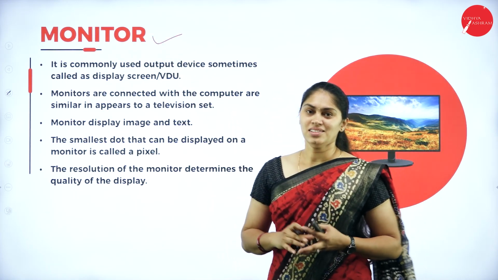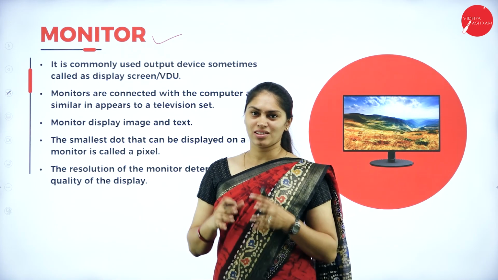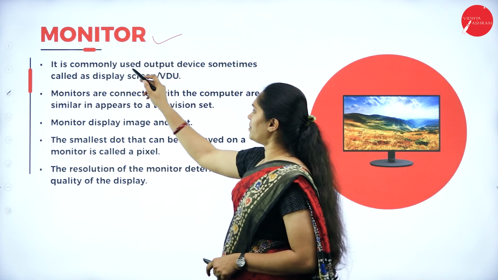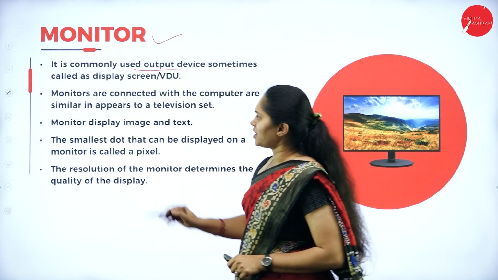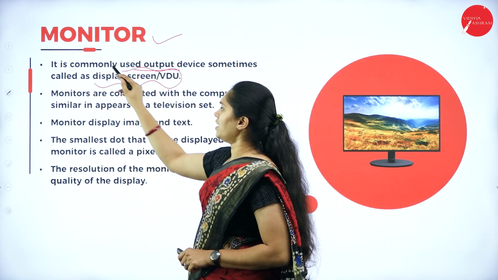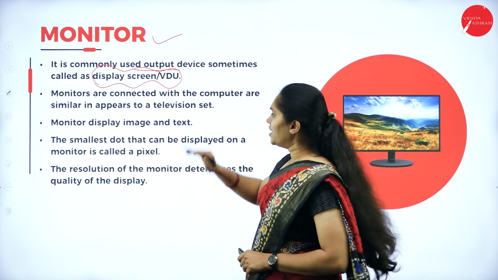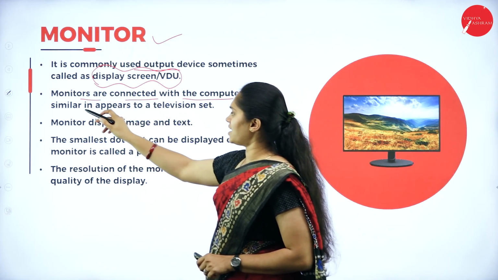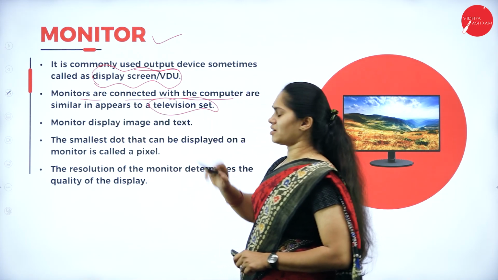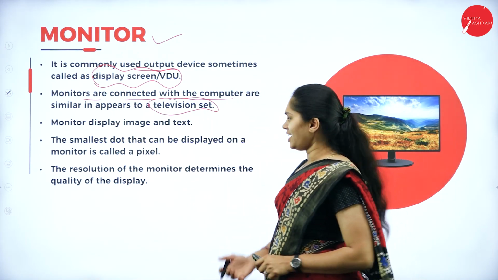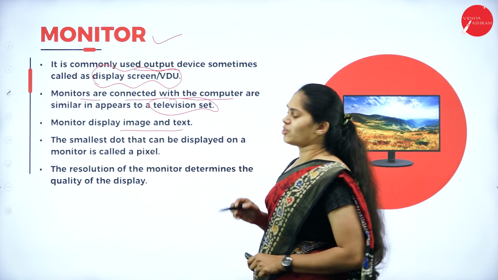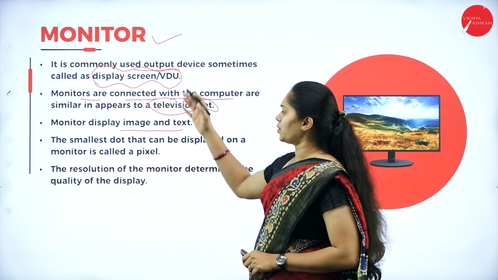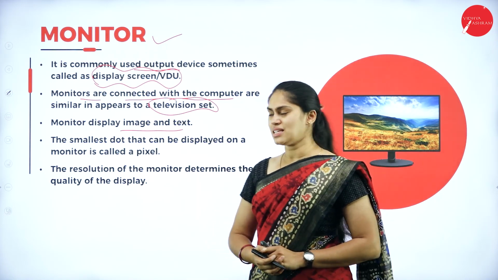If I say monitor, TV comes to your mind, or a television kind of thing comes to your mind, right? That is what a monitor is, the most commonly used output device, and we are calling it a display screen or VDU, visual display unit. The monitors connected to the computer are similar to a television set, which somehow looks like a TV itself, and it is going to display an image, text, any character, number. All are going to be displayed by making use of this monitor.